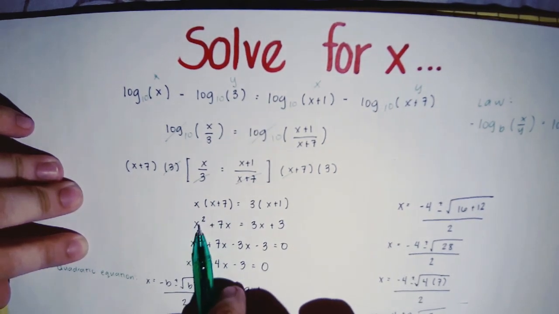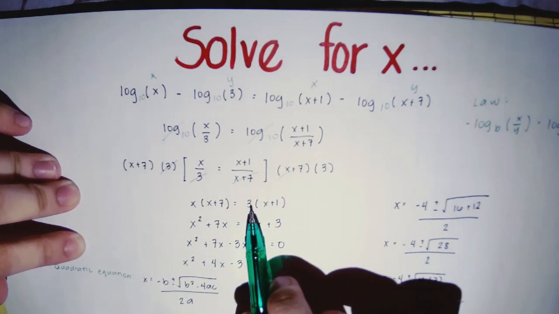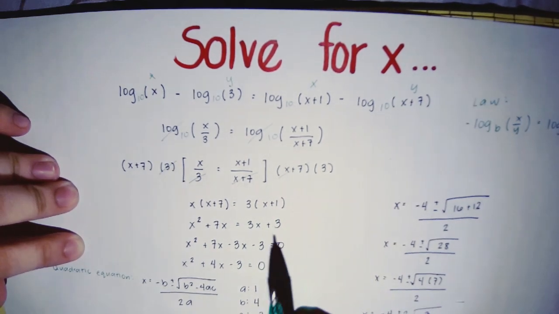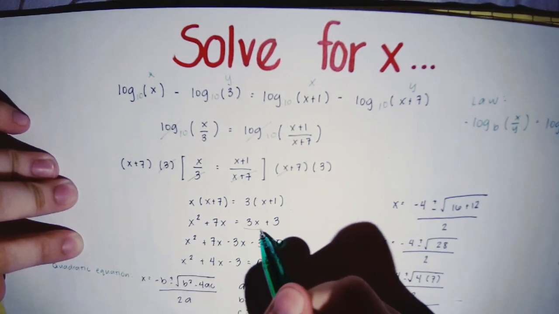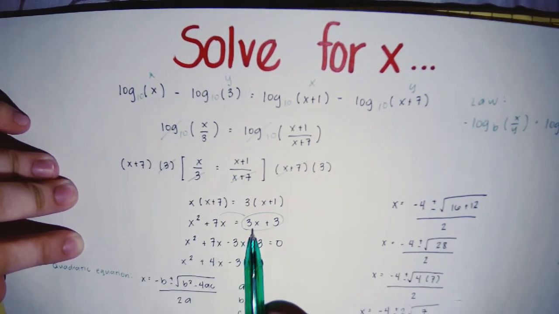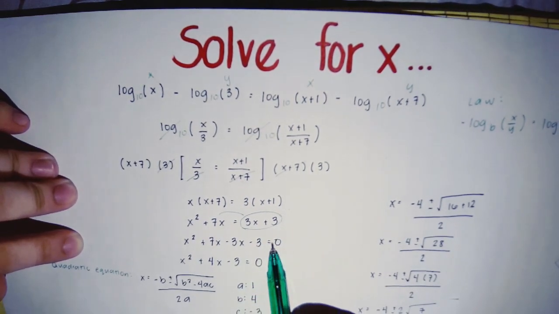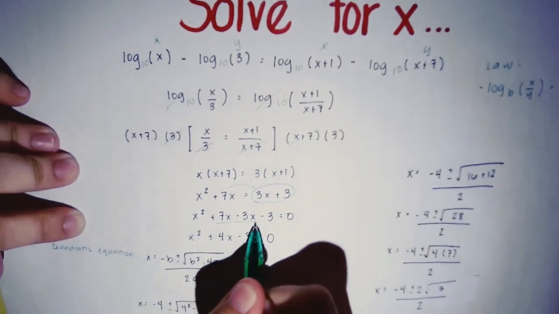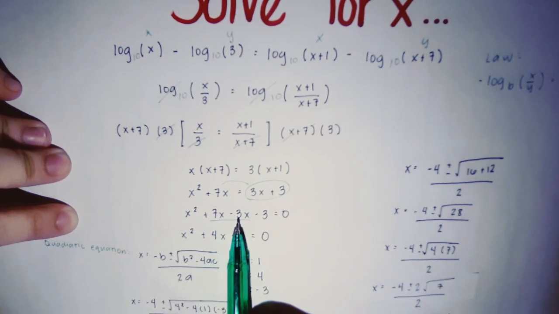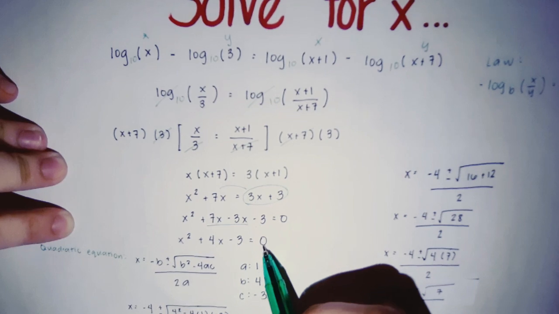x times x is x squared and x times 7 is 7x. On this side, 3 times x is 3x and 3 times 1 is 3. Now we have to transpose 3x plus 3 to this side. So positive 3x will be negative 3x and positive 3 will be negative 3, equals 0. Combine like terms. So it's going to be x squared, 7x minus 3x is positive 4x, and bring down negative 3 equals 0.